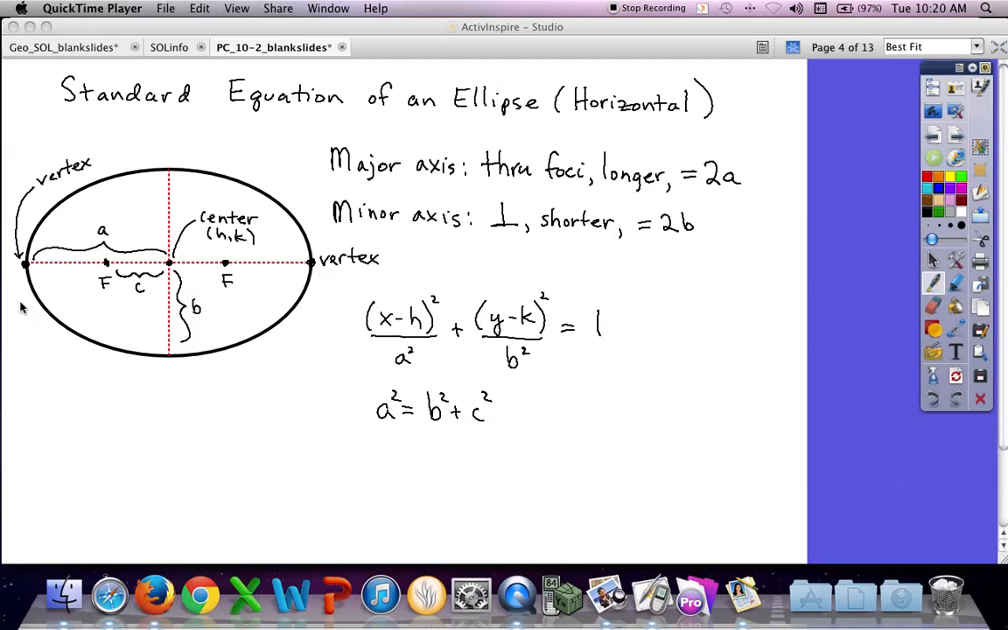Now, how long is the major axis? It should be 2a, because it's going all the way across. How long is the minor axis? 2b. So the equation for this ellipse, when it's longer in the horizontal direction, is this: (x minus h) squared over a squared plus (y minus k) squared over b squared equals 1. It's always 1 on the right-hand side.